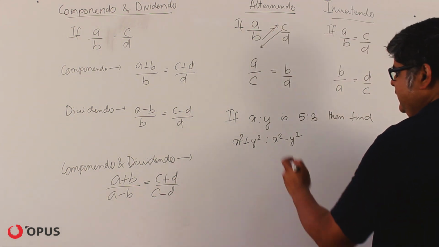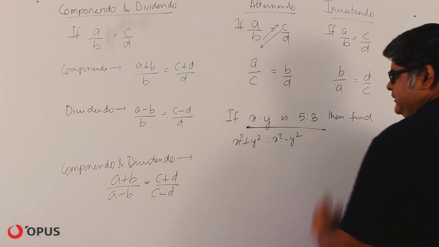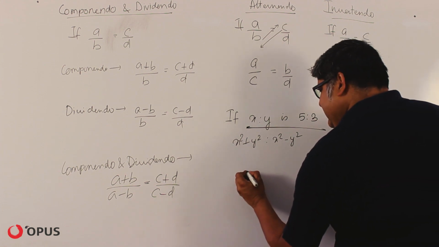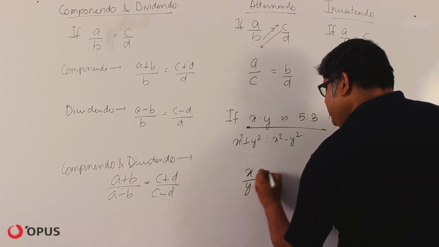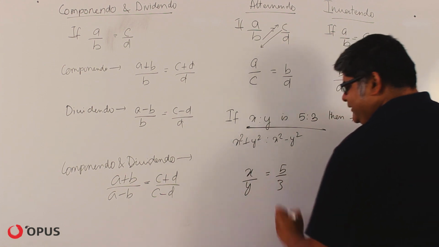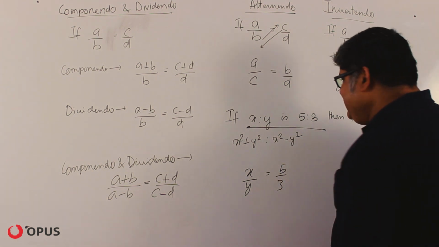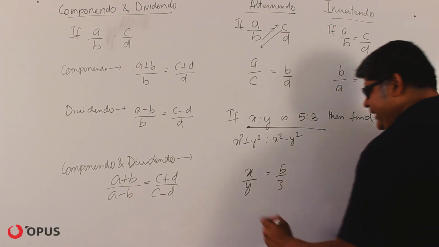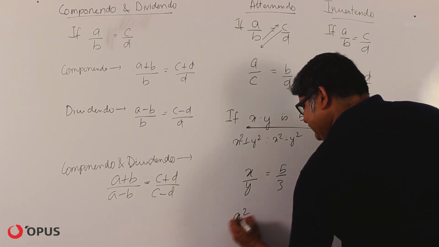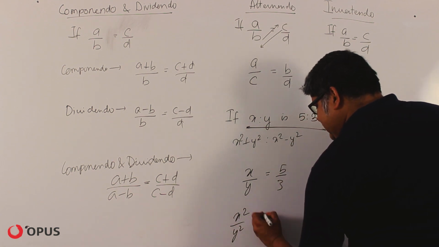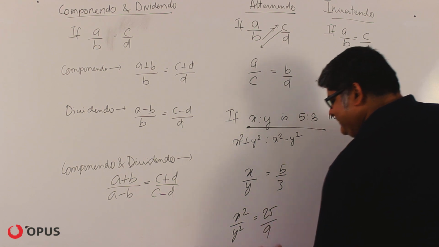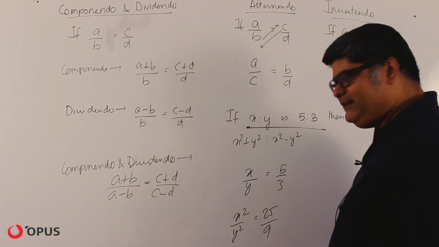Now straight away, if you look at the stem of the question, we can easily say that x is to y means x by y is equal to 5 by 3. So x by y is proportional to 5 and 3. Now the next step is to get our squares. So I can easily say that x square by y square is equal to 25 by 9, by squaring both sides.